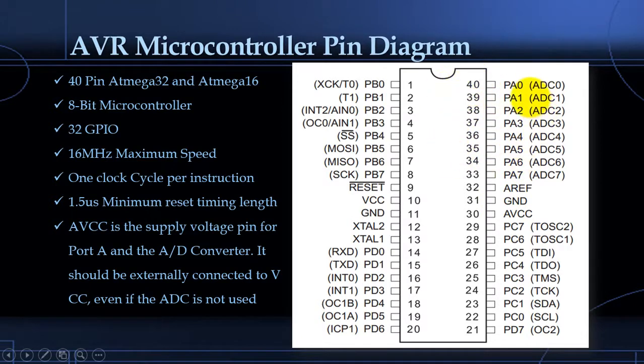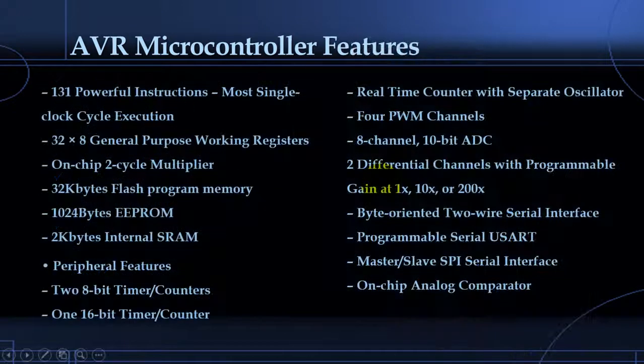While you are not using the ADC block, you still have to connect this analog VCC and analog ground at a particular level. This microcontroller has 32 GPIO, that is general purpose input output. As you can see here, there are 4 ports, and each port consists of 8 pins. Most instructions are single clock cycle instructions, nearly 95% of them, and it has a total of 131 powerful instructions.